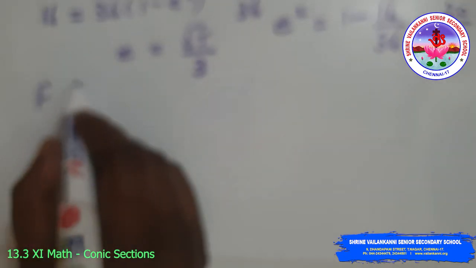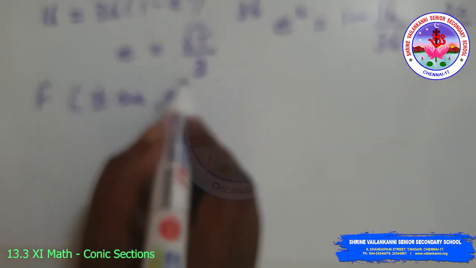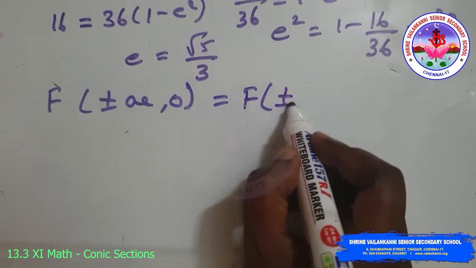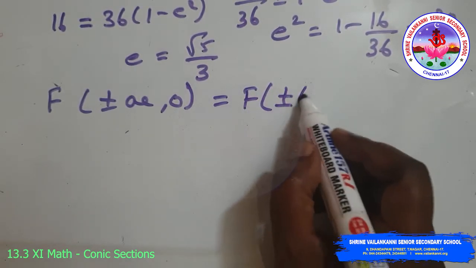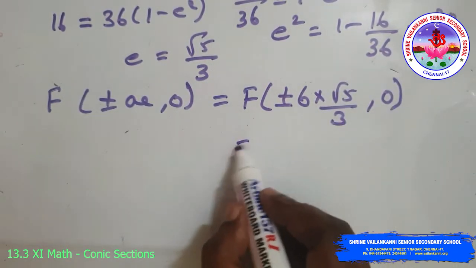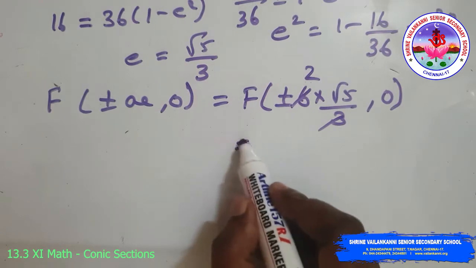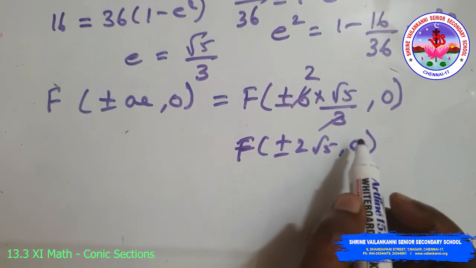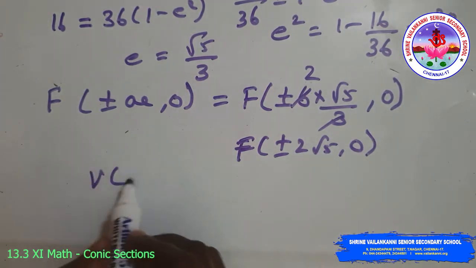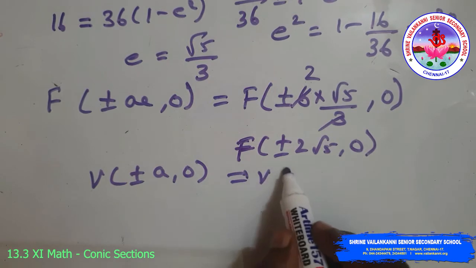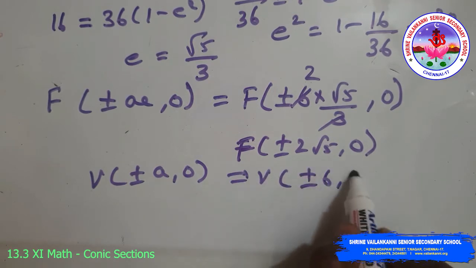So foci are plus or minus ae comma 0. That is foci is plus or minus a is 6 and e is root 5 by 3 comma 0. So we get 2 root 5. So foci is plus or minus 2 root 5 comma 0. Then vertices are plus or minus a comma 0. So vertices equal to plus or minus 6 comma 0.